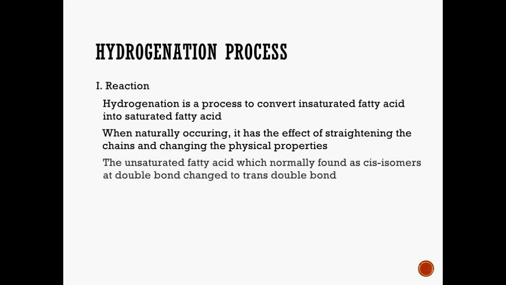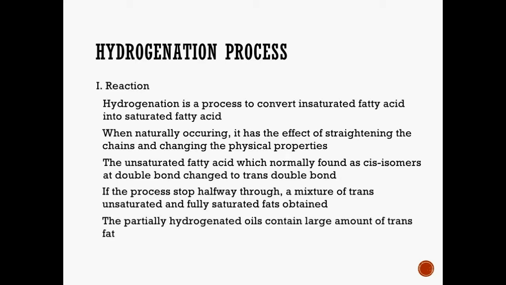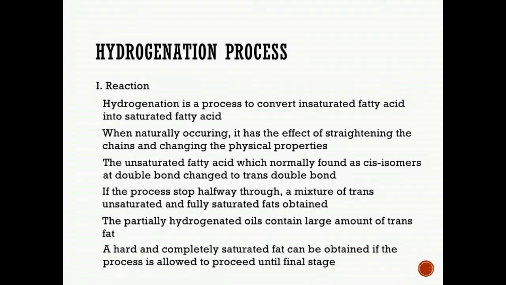During hydrogenation, unsaturated fatty acids, which are normally found as the cis isomers at the double bond, are changed to a trans double bond. However, if the hydrogenation reaction is stopped halfway through, a mixture of trans unsaturated fats and fully saturated fats is obtained. These products are partially hydrogenated oils and contain a large amount of trans fat. If the hydrogenation reaction is allowed to proceed until the final stage, a hard and completely saturated fat is made.